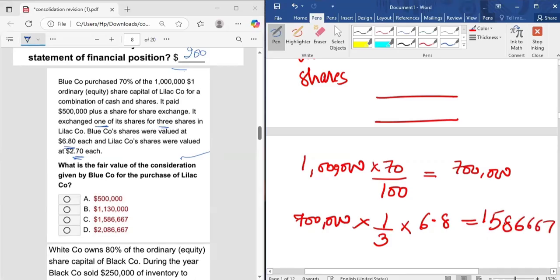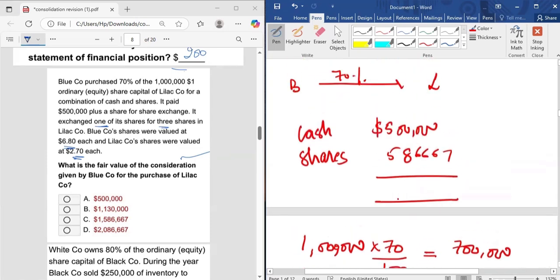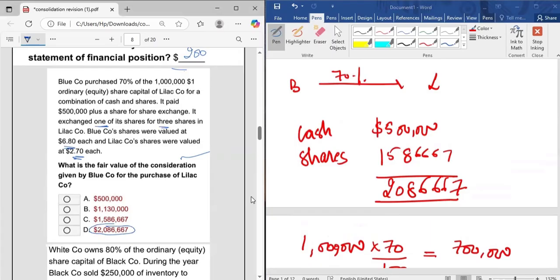Multiply by 6.8. So it comes out to be 1,586,667. Okay, this is a round off figure. Now I'll find out the total consideration. Add 5 lakh to this figure. So my answer would be 2,086,667, which is option number D. Right? So always remember to take the share price of Blue Company, that is our parent company.